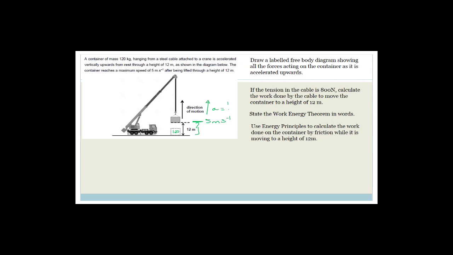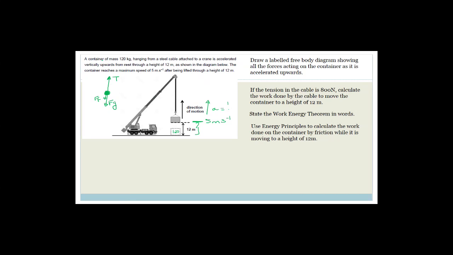And they don't mention the force of friction. So I'm going to assume that there is no force of friction. So I'm drawing my free body diagram here. So let's think about it. What are the forces acting on this? Do you agree that there's a tension up due to the cable and there's the force of gravity down? Okay, they did not mention, okay, use energy to calculate the work done on the container by friction, and there's a force of friction. That's why you read the questions.